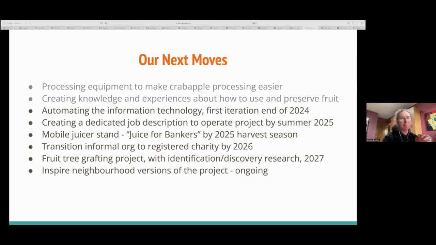Is actually opening up a full-time job description to operate the project. It's my personal goal to pull myself out of operations of this project for the next harvest season, and have a full-time position doing this with somebody who's a lot more capable and a lot more savvy than I am, so that I'm no longer the limiting factor for this project. I'm going to stay, of course, on the board and direct it.